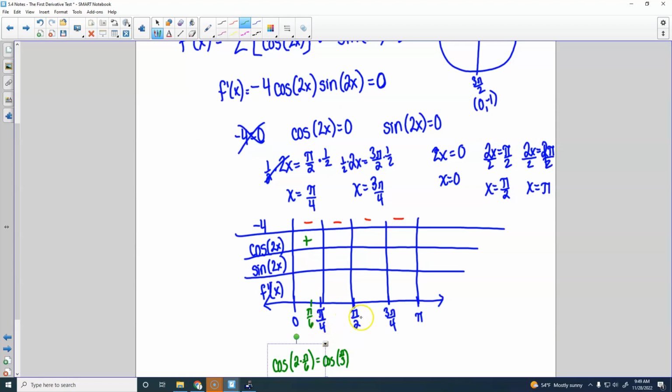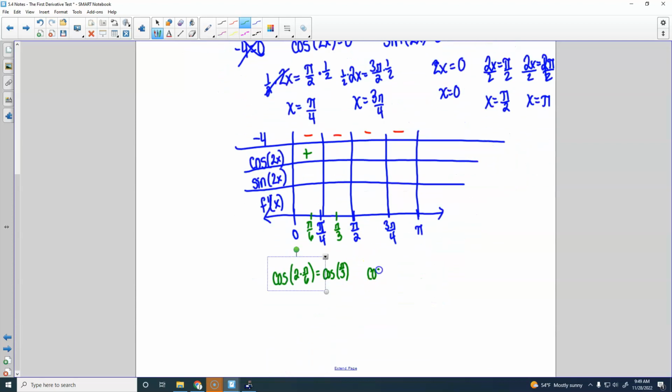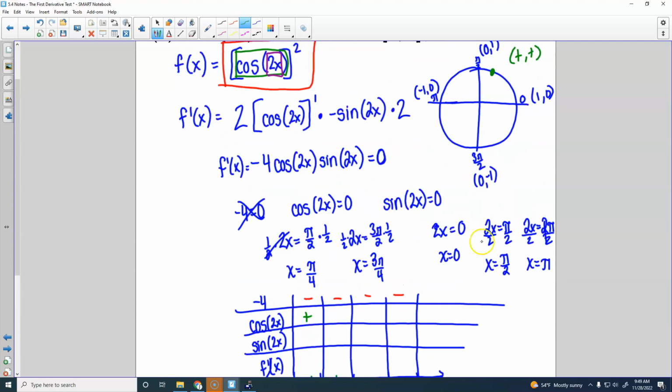Between pi over 4 and pi over 2, the only one we know there is pi over 3. But whenever we plug that in, cosine of 2 times pi over 3 is going to be cosine of 2 pi over 3. On our unit circle, 2 pi over 3 falls right here. And we got negative positive in that quadrant. Cosine would be negative there.